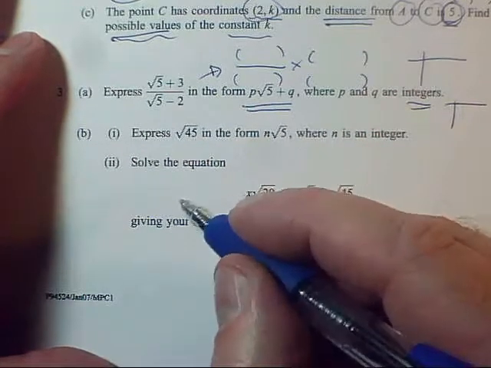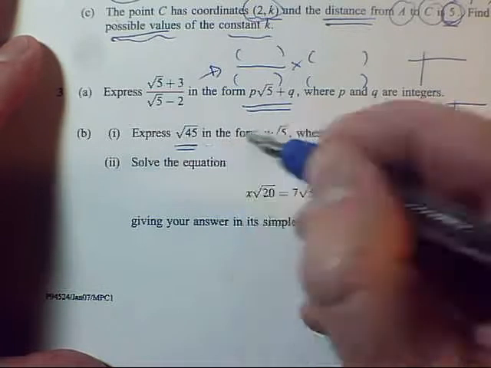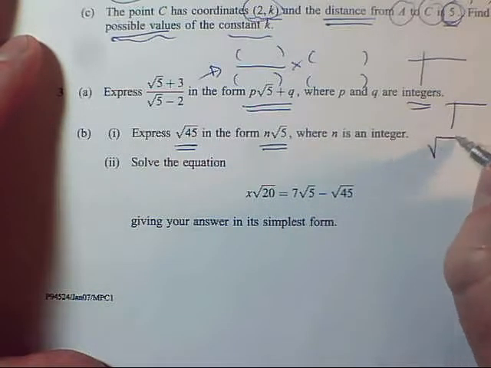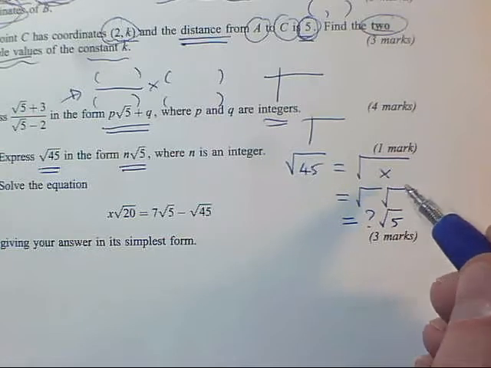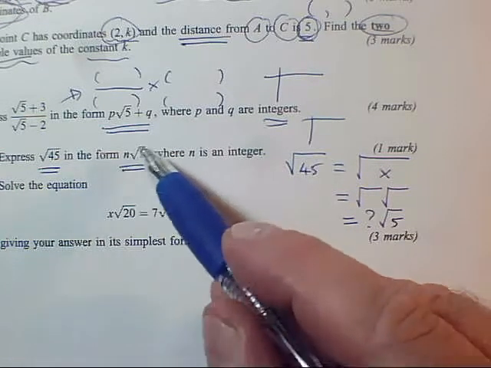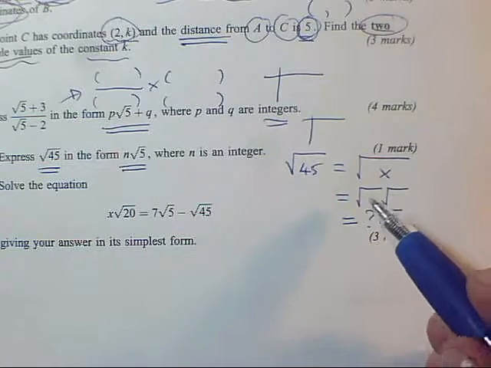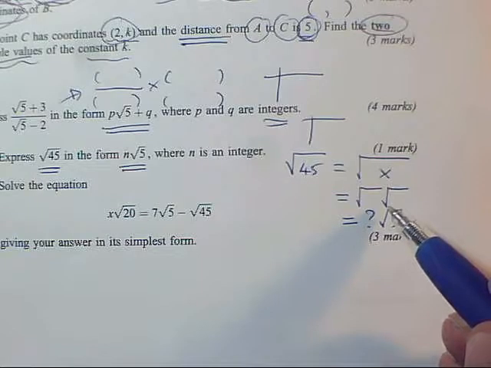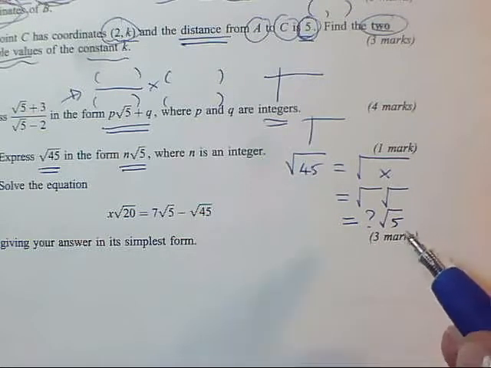Okay. All right, part B. Express root 45 in the form n root 5. So we're simplifying a surd. So root 45 is going to be the square root of something times something. Okay, and it's a pretty good guess, since the answer comes out with root 5, what the second something is going to be. So that goes into the square root of something times the square root of something, which simplifies to a whole number times the square root of 5. That should not be hard.